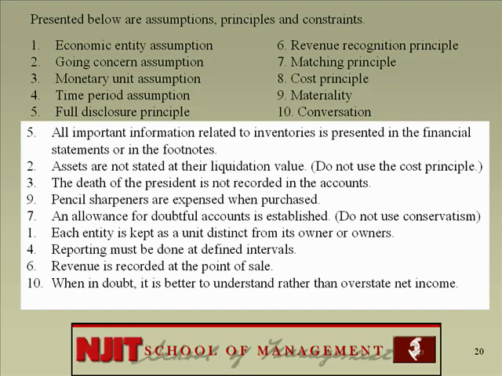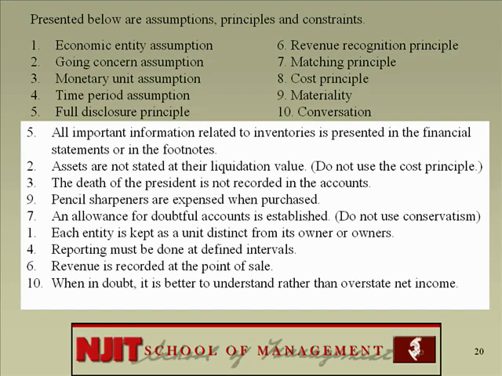An entity is kept as a unit that's distinct from its owners. What are they following? Number 1. Economic entity assumption. Reporting must be done at defined intervals. What are they following? Number 4. Time period assumption. Revenue is recorded at the point of sale. What are they following? Number 6. Revenue recognition. When in doubt, it's better to understate than overstate net income. What are they following? 10. Conservatism.